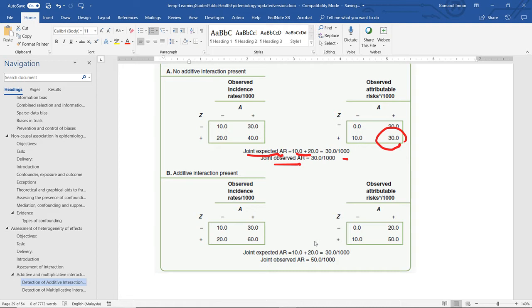But this one, the joint expected attributable risk, here is 10 plus 20. You should get 30, right? This 10 plus 20 here, you should get 30 here, but you get 50 here. So this indicates the presence of additive interaction. Okay. Similar, this one is not.